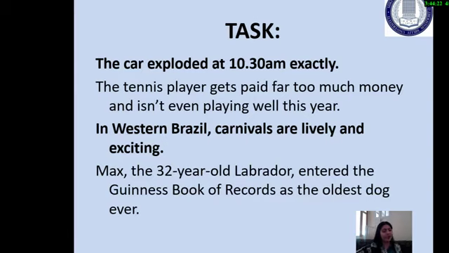Did you find it? The car exploded at 10:30 am exactly. This is a fact. The tennis player gets paid far too much money and isn't even playing well this year. This is an opinion. In Western Brazil, carnivals are really lively and exciting. This is an opinion. Max, the 32-year-old Labrador, entered the Guinness Book of Records as the oldest dog ever. This is a fact.